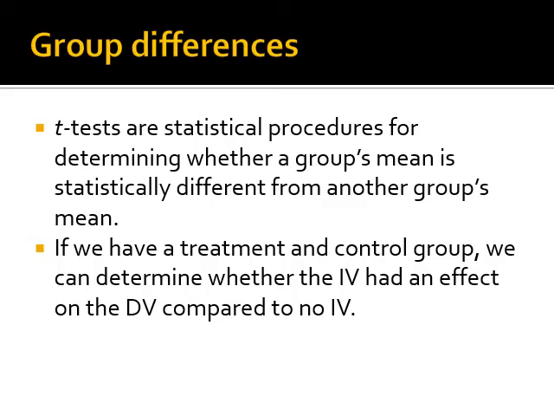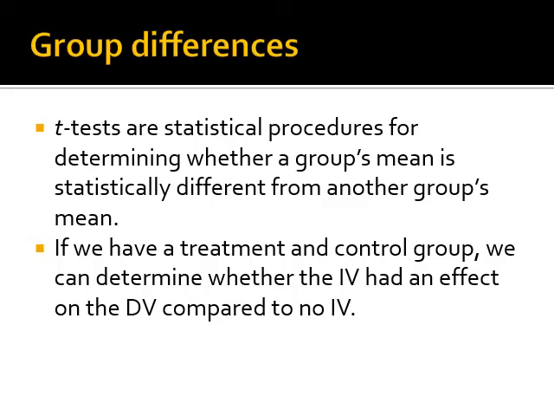We want to know, are they less depressed, for example? In order to determine whether these differences exist, t-tests are statistical procedures that can be used for determining whether a group's mean is statistically different from another group's mean. We may well look at the means and determine that there's a difference, but we want to know how likely it is that that difference is occurring by chance alone.